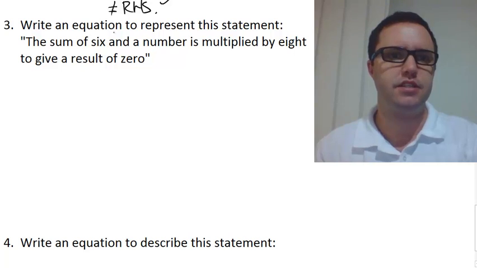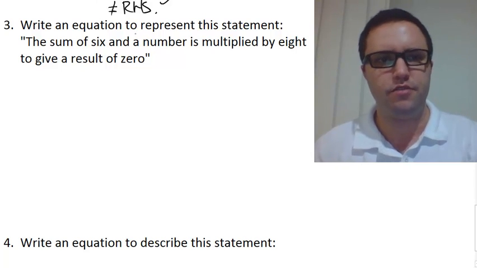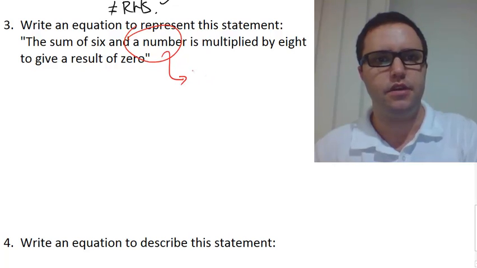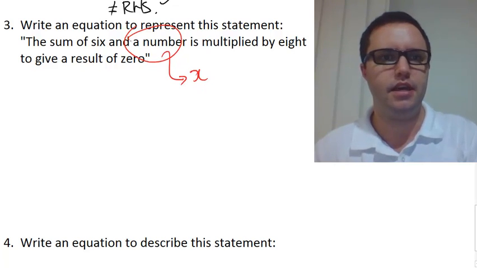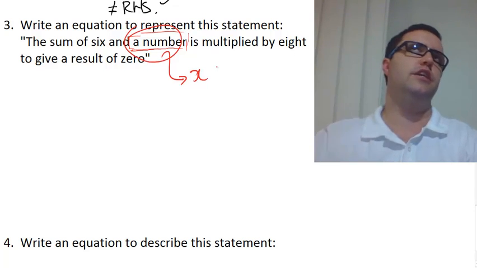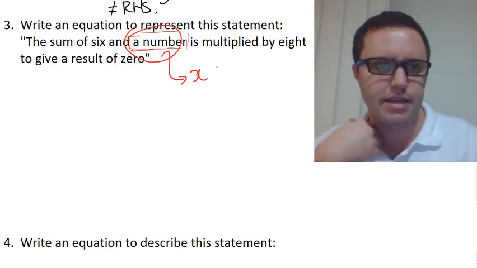The sum of 6 and some number is multiplied by 8 to give a result of 0. Well, first off, what I'm going to do is suggest that this number here, I'm just going to make this x. Look for these cues: a number, some number that we don't know already. Let's just make it x, y, z, doesn't matter. Any letter. Let's just stick with that.